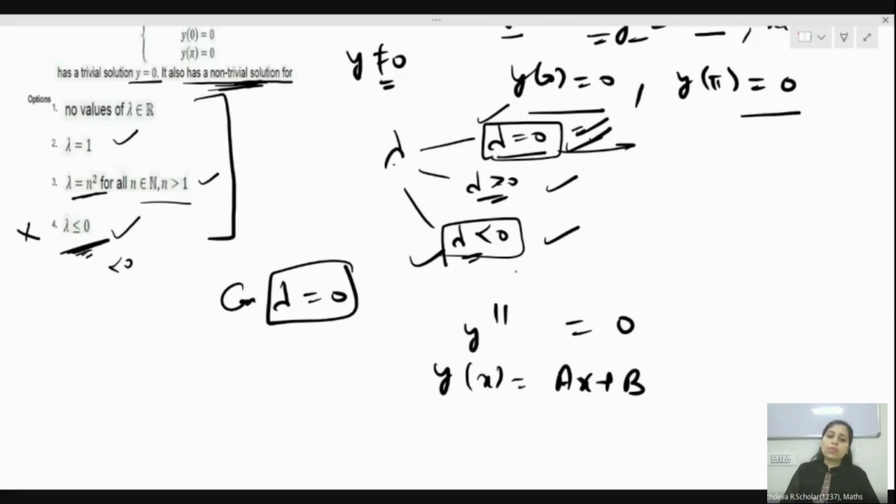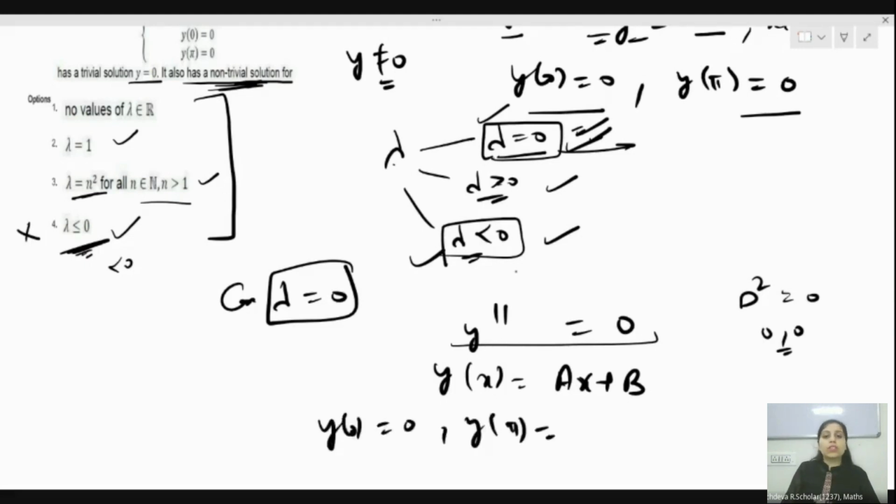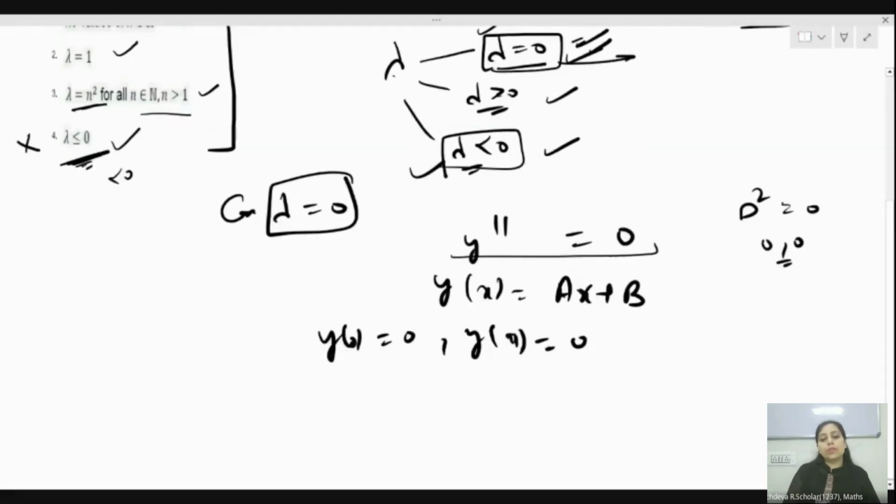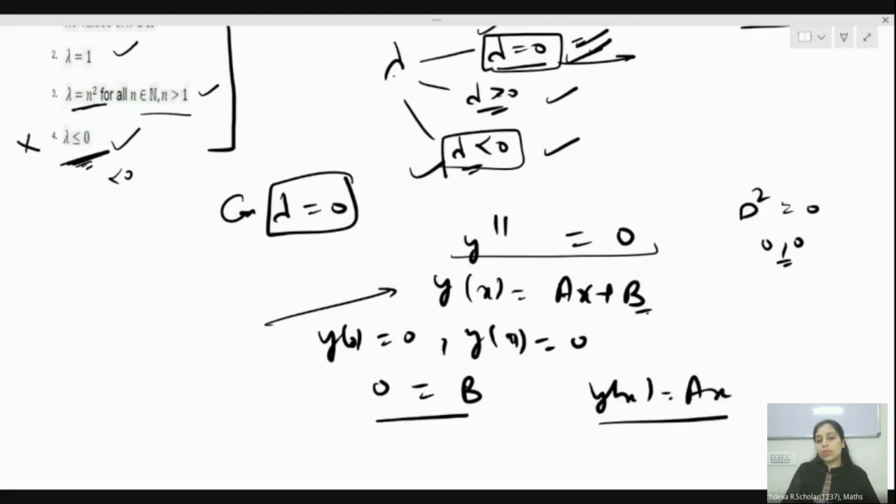Or you can solve it manually as D square is equal to 0. We get roots 0, 0. So from here, ax plus b. Now taking the conditions of the boundary value problem, y(0) is equal to 0, y(pi) is equal to 0. Substituting y(0) is equal to 0 here, 0 is equal to b. So we get the solution only ax when b is equal to 0.